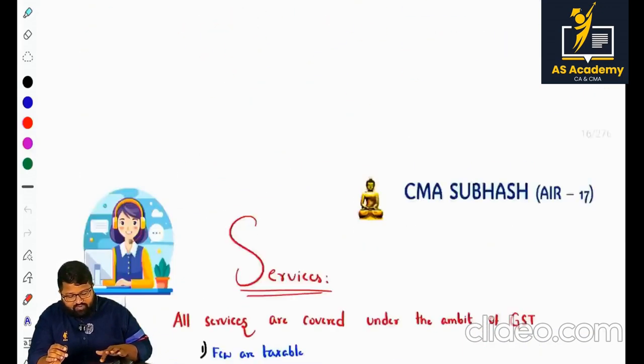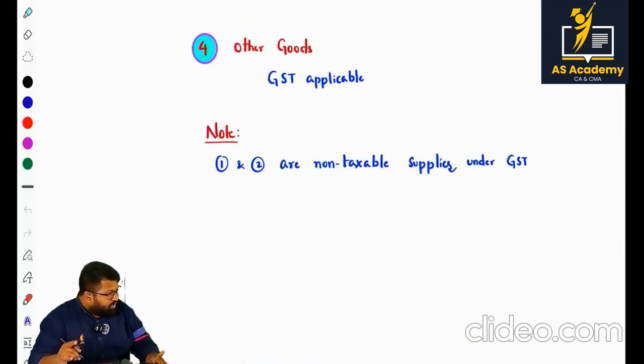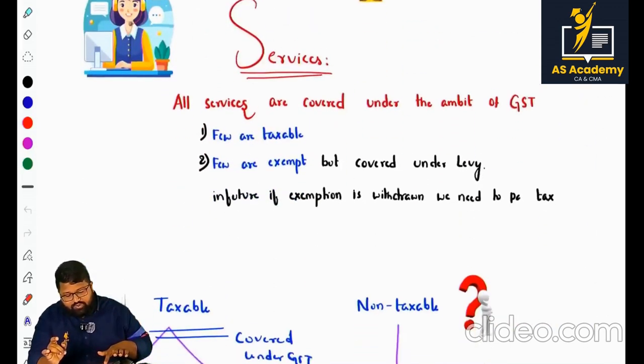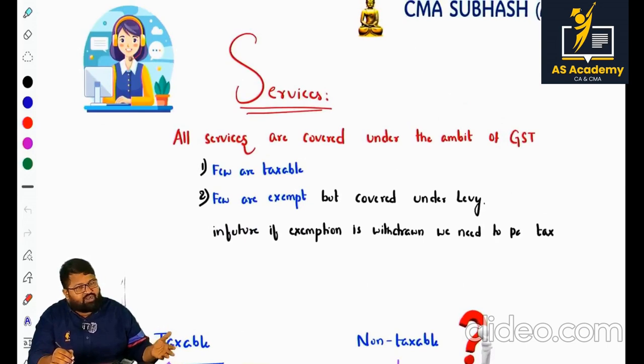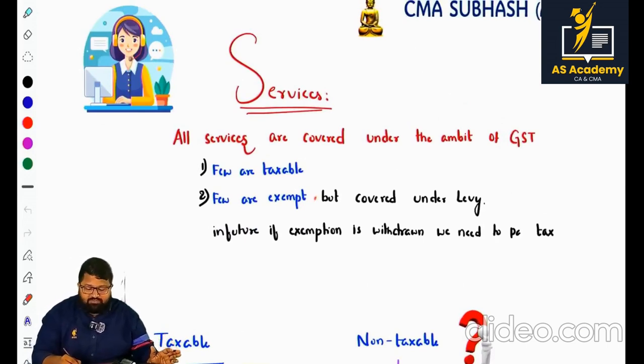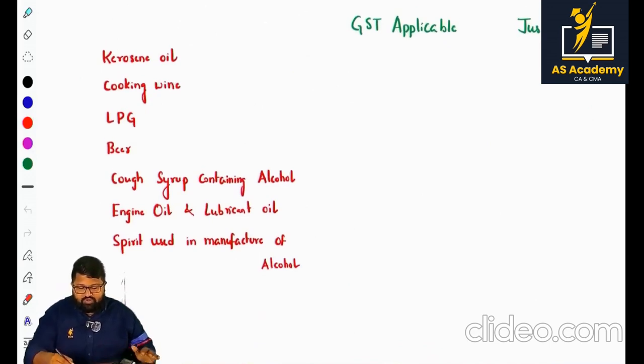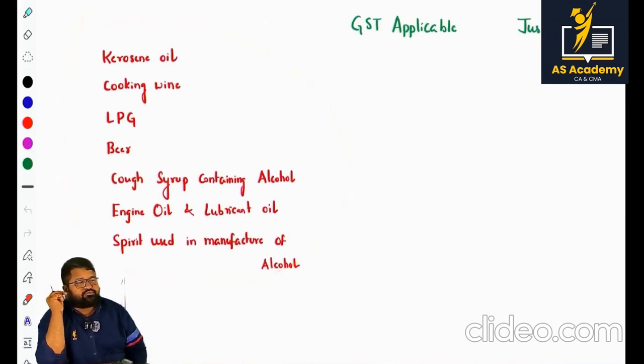Okay, so 1 and 2 are known as what type of supplies? Non-taxable supplies. So for services, some are exempted and a few are taxable. For the time being they are exempted; in the future, they may also bring those things into tax.